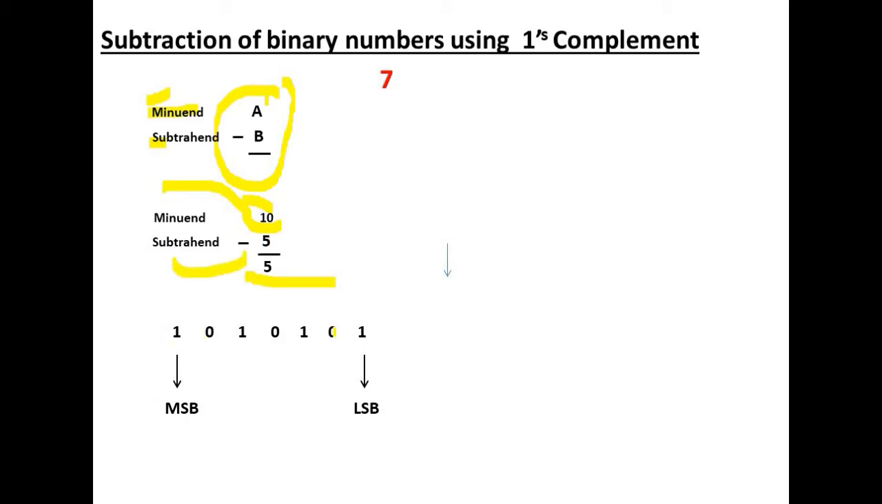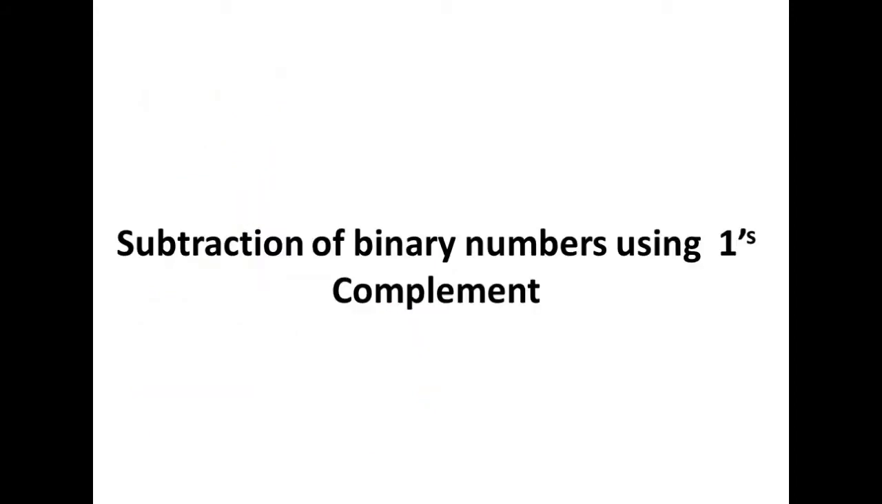Here I have taken one binary number such as 1, 0, 1, 0, 1, 0, 1. The rightmost digit is called the LSB, that is least significant bit, and the leftmost bit is called the most significant bit.